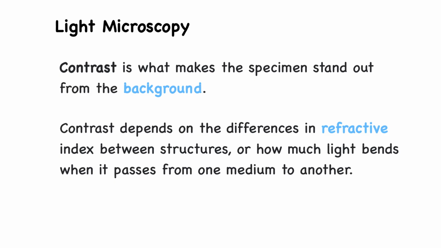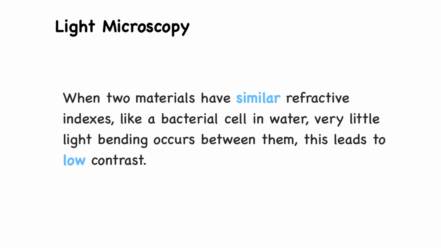A key concept in contrast is the refractive index, which is a measure of how much light bends when it passes from one medium to another. Glass, water, cytoplasm, and air all bend light differently. When 2 materials have very similar refractive indexes, like a bacterial cell in water, very little light bending occurs between them, so the image has low contrast and is hard to see. When the refractive indexes are different, edges and structures become clearer because light bends more sharply at the boundaries.